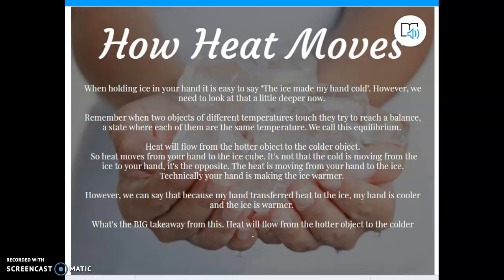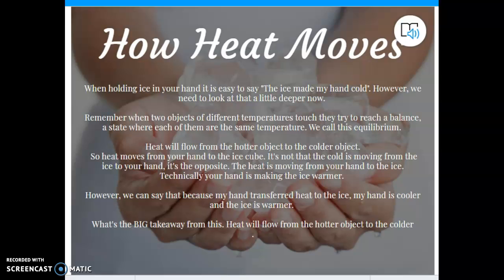Take a look in the background. And so imagine you're holding ice, or get a piece of ice out and hold it in your hand, and the temptation is to say the ice is making my hand cold. And I understand why we would say that. However, we're going to start digging a little deeper into this, and we're going to have a better understanding of what's going on when we put an ice cube in our hand.